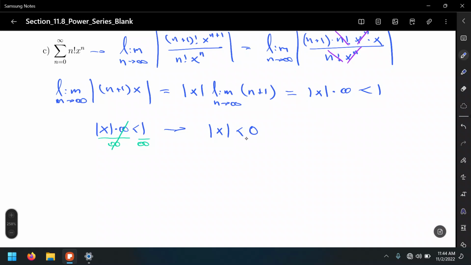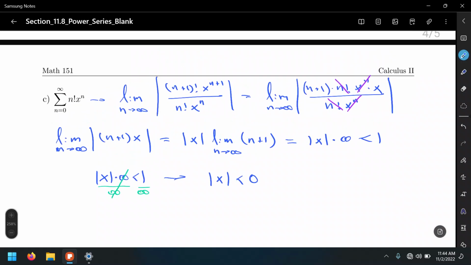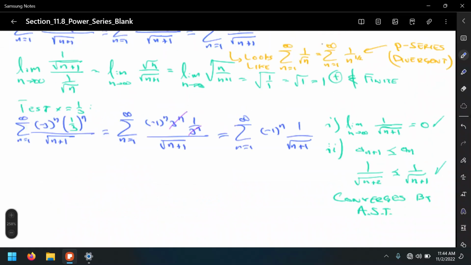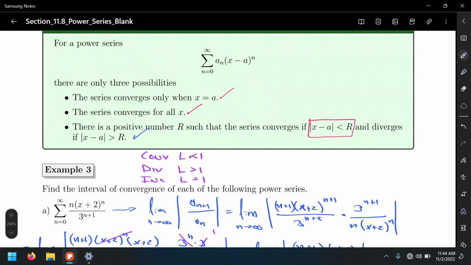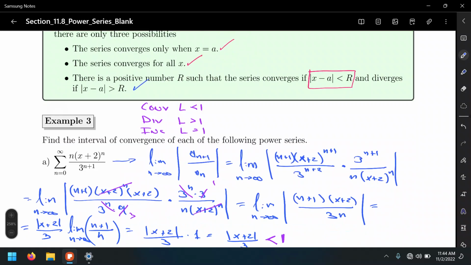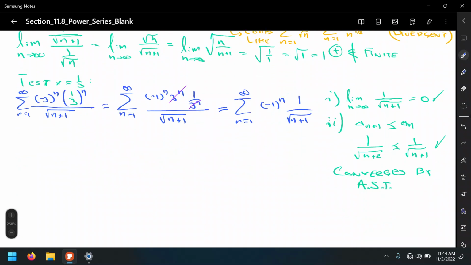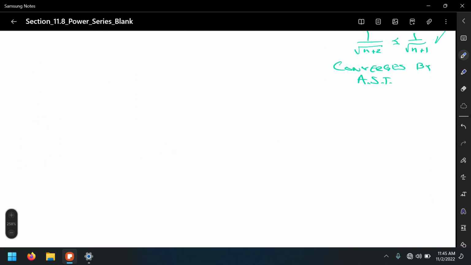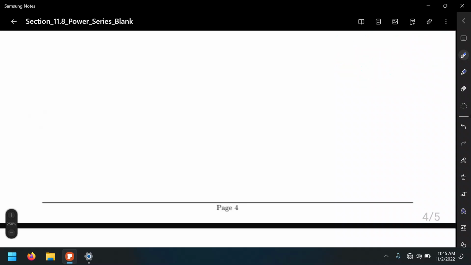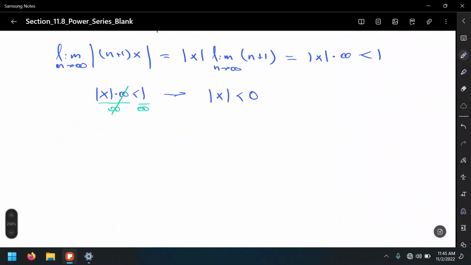Wouldn't it be less than or equal to 0? No, less than only. Because the condition for the ratio test, which I listed over here, is converges for the limit less than 1, diverges for the limit greater than 1, and inconclusive for limit equal to 1. What's 0 times infinity? 0 times infinity is 0. So that'll give us 0 less than 1, and in that case, it's true for all values of x. That's going to be the next example, which we will discuss next time.